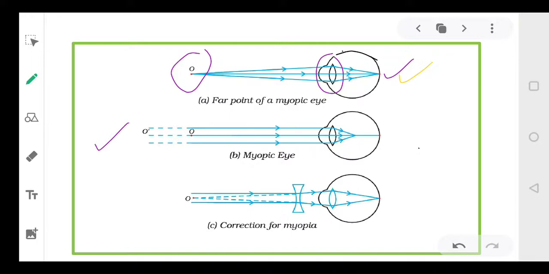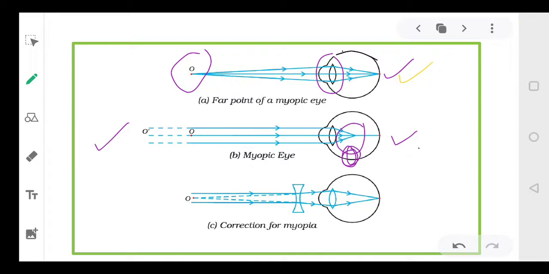In the second case, where we have myopia, meaning we have the defect, the rays come but they do not meet at the retina; they meet before the retina. So the image is formed at this point. Let's suppose this point is O. The image is not formed at the retina, but at point O.